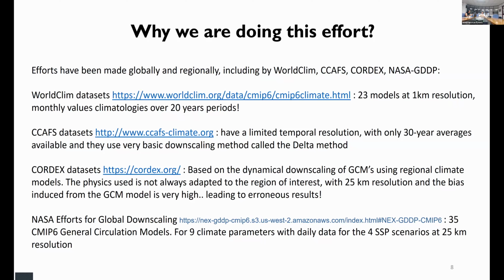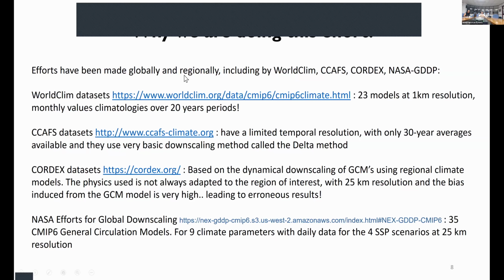for climate impact studies. Next, we considered the CCAFS datasets, which are valuable for long-term agricultural planning. However, they only provide 30-year averages and use a simplified downscaling method called the delta method. This approach simply adjusts historical climatology based on projected GCM changes without correcting for inherent biases or spatial inaccuracies.